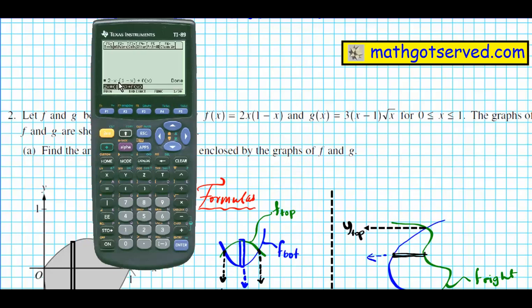So when you have that implied multiply, you have to put a multiplication symbol explicitly where you're multiplying a variable by a quantity, okay? Now for g of x, we have 3 times the quantity x minus 1 times the square root of x, and that will be stored in g of x. Okay, so we just store it once and that's it for the entire problem. Enter. Okay, this worked nicely. So we have g of x and f of x stored.